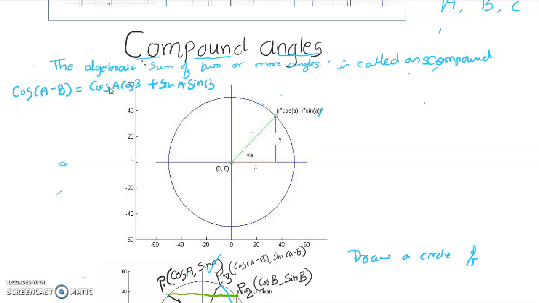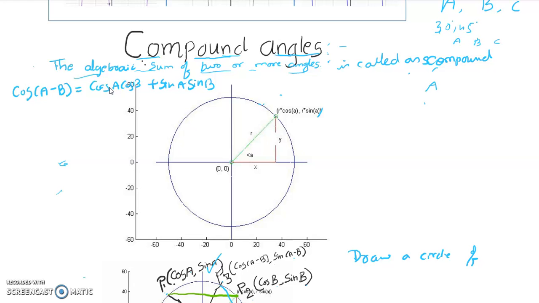Hello students, in this video I start compound angles. So now let me discuss what compound angles are. The algebraic sum of two or more angles is called a compound angle. So far you have seen angles like 30 degrees, 45 degrees. And if it is an unknown angle, you will call it angle A, angle B, angle C like that.